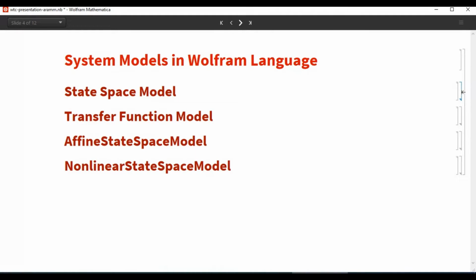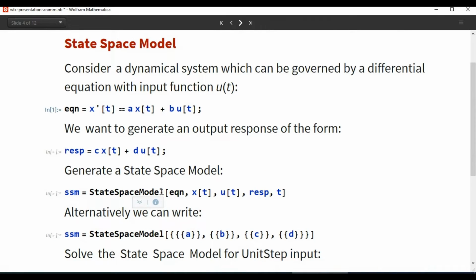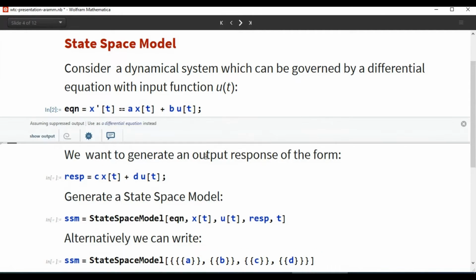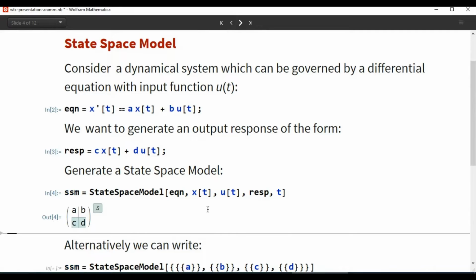So in order to understand what is a state space model, let's consider a simple dynamical system which can be governed by a simple differential equation presented here. In this equation, x is the dependent variable, or in other words, a state function, u is the input function, and suppose we want to get a response function of this form. We can generate the state space model for this system using this simple command: StateSpaceModel with the equation, state function, input function, response function, and t, the independent variable. And if I evaluate these lines, we will get an expression for our state space model.